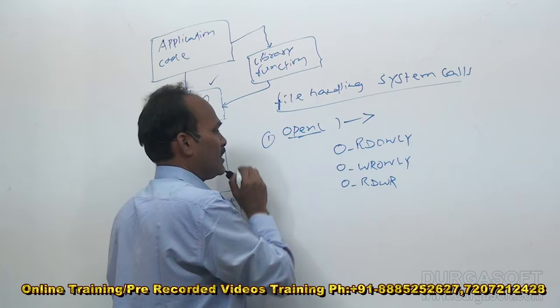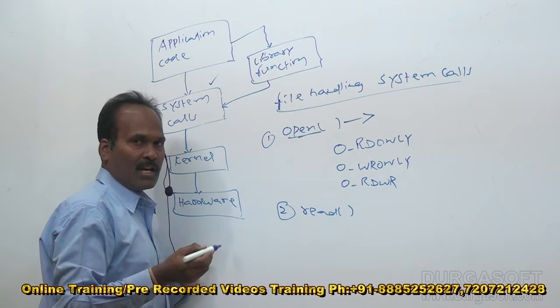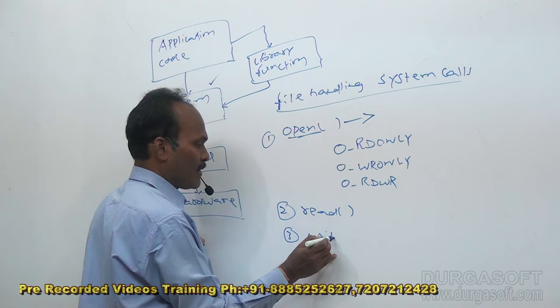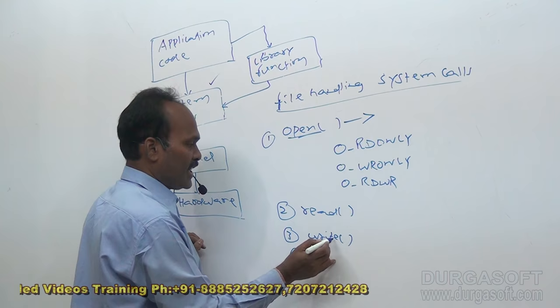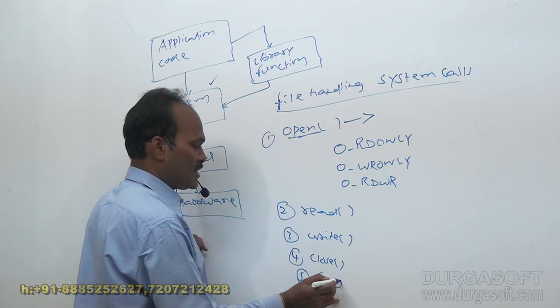Next, the read function. The read function is especially for reading some data from a data file. It is just like the fread function, but the syntax is somewhat different. The next function is the write function, for writing data, the same as fwrite. Next, the close function, for closing a file. Next is the fstat function, especially for checking the status of a file.